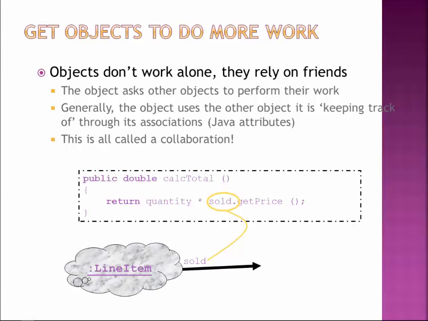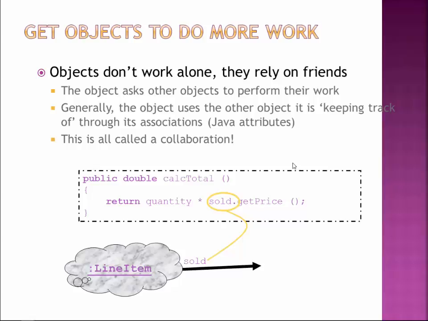So when I call that line item, the line item is also dealing with the product class, and the product class, remember, we referred to that variable as being sold. And so when we say sold.getPrice, we're passing along that work. We have this network of objects that do the work.